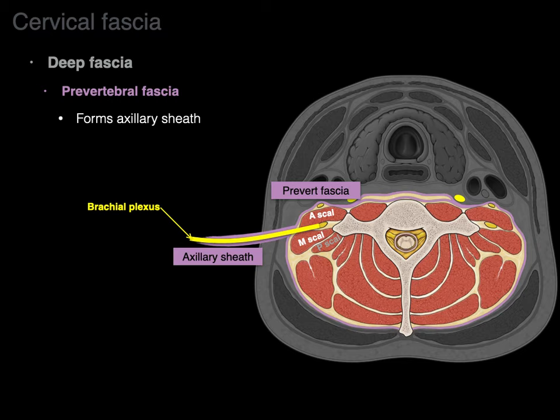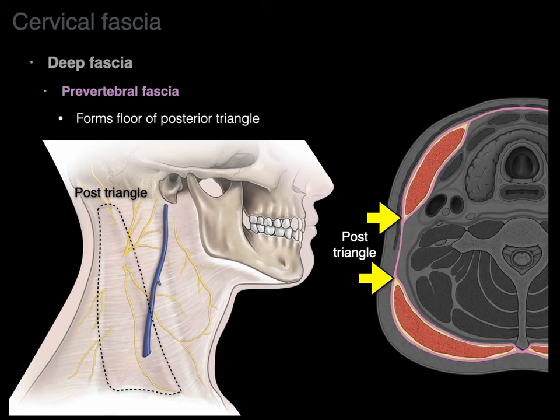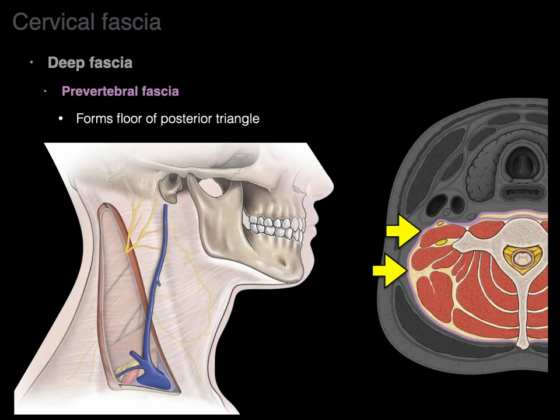It also forms, the prevertebral fascia forms the floor of the posterior triangle. There's the posterior triangle, and there's a lateral view of the posterior triangle, and it forms the floor because watch, when you cut through, right on the floor of the posterior triangle is prevertebral fascia. There's the cut edge. We go down.